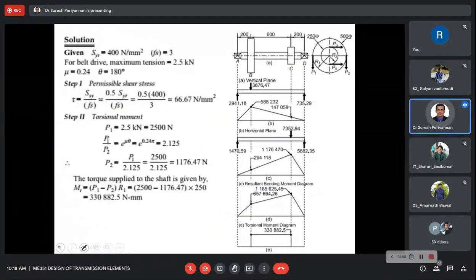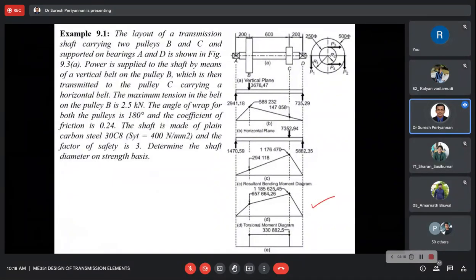In the last class we discussed this problem. Here, the shaft is connected with two pulleys and looks like a simply supported beam. The shaft is supported by bearings A and D. Inside the supports, two pulleys are connected for power transmission.